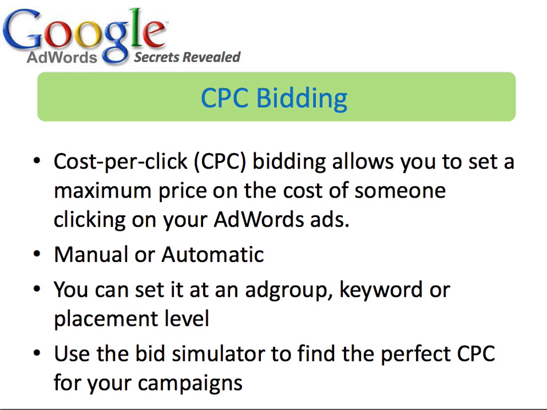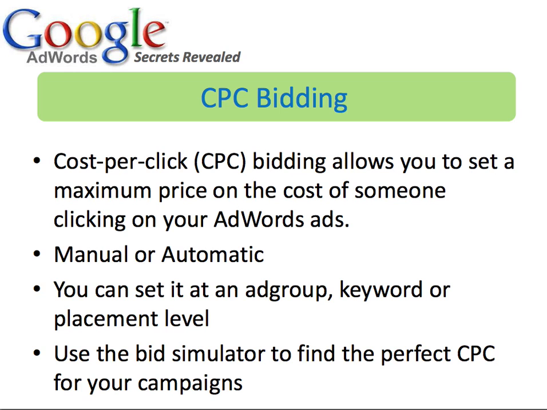As we said earlier in this presentation, the automatic cost per click basically maximizes the amount of clicks you can get within your budget, while the manual cost per click is something that you need to manage yourself and find the right amount that you want to bid for each keyword in order to maximize your exposure. Again, you can set up a cost per click at an ad group, keyword, or placement level. The ad group level bid is beaten by the keyword level bid, and the placement level bid wins against the keyword level bid.